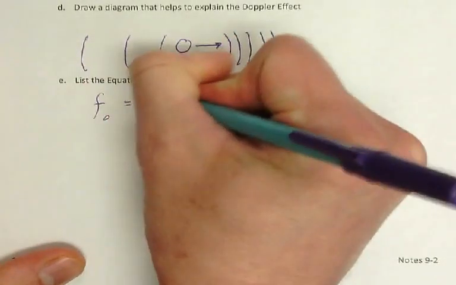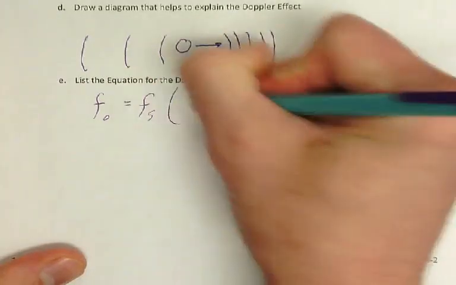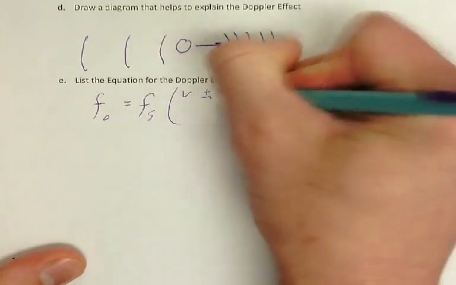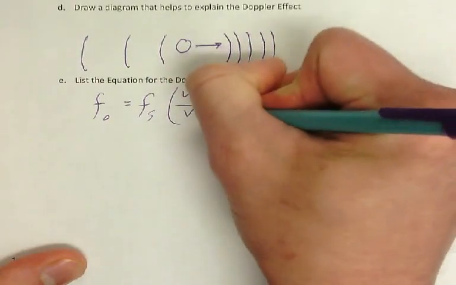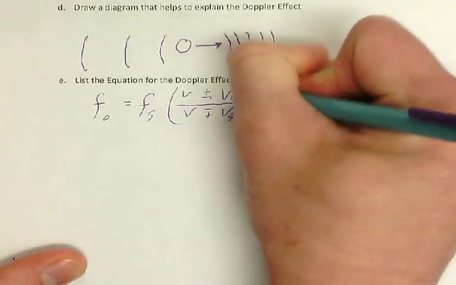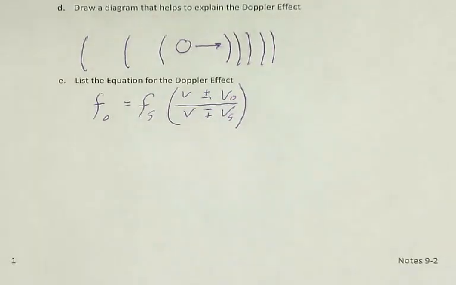Fo equals Fs times (V plus or minus Vo) over (V minus or plus Vs). So there you go. Easy peasy. We got plus and minus, minus and plus. We got 3 V's and 2 F's. Perfect. Exactly what you were hoping for on this Tuesday morning-ish. Tuesday noon-ish.